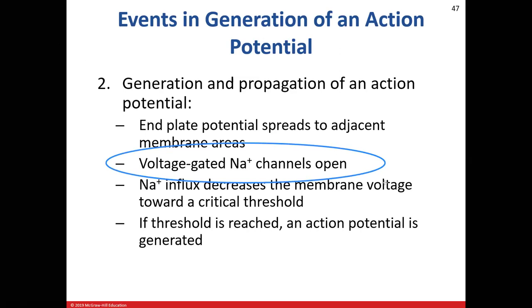Voltage-gated sodium channels are going to open in response to a more positive change in the plasma membrane charge. As it becomes more positive, these channels open up and we have an increased flood of sodium into the cell. We can guess, based on what occurred at the motor end plate, that an increase in sodium into the cell continues to make more areas of that cell more positive. And so the sodium influx moves the membrane voltage toward a critical threshold, and therefore, if the threshold is reached, an action potential is generated.